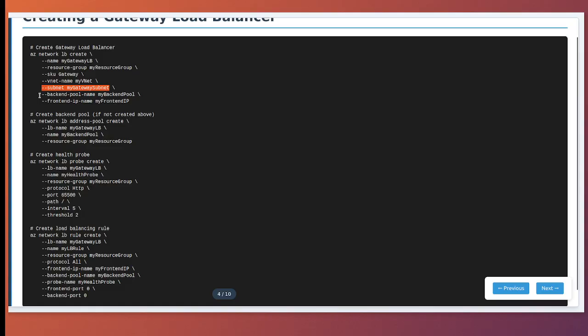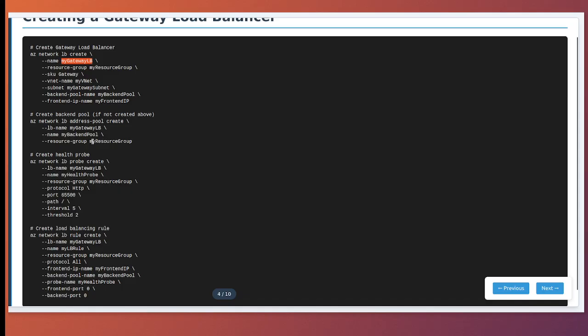Next, we create the backend pool. This is where we will add our NVA instances. The command az network lb address-pool create creates an empty pool. We will populate it later when we have our NVAs deployed. The lb name parameter must match the name of the GWLB we just created.